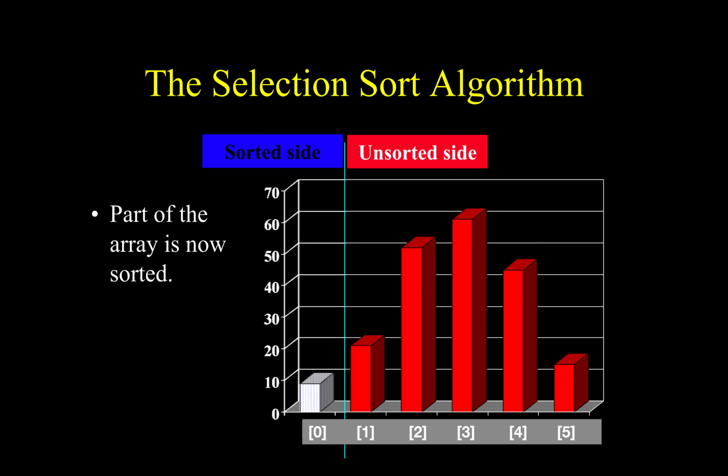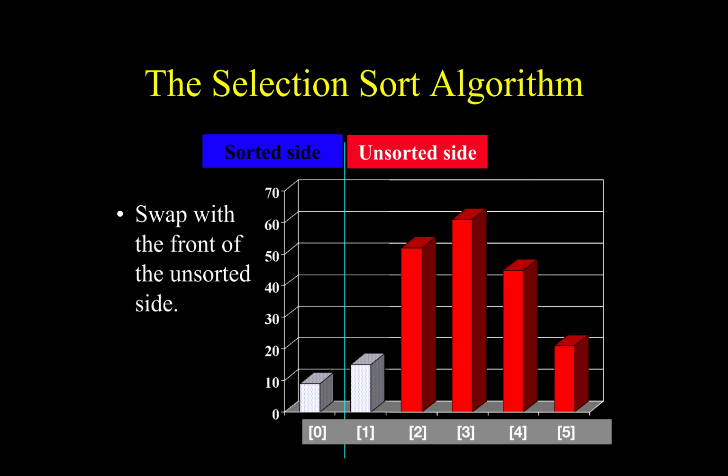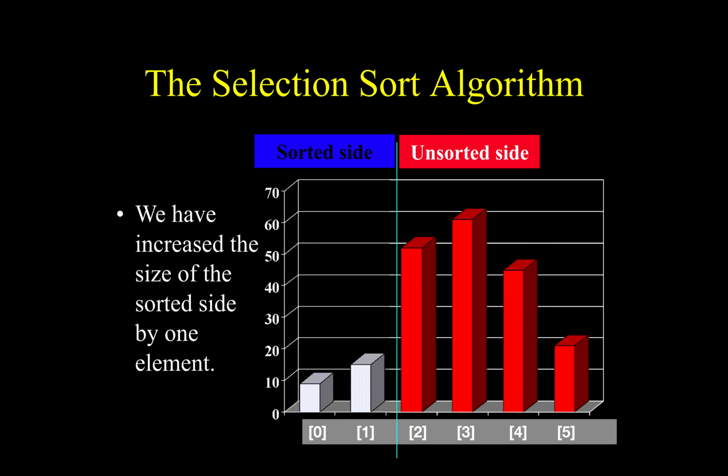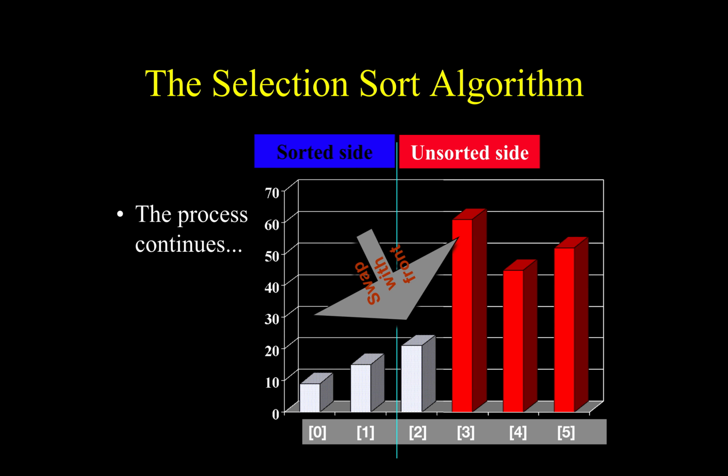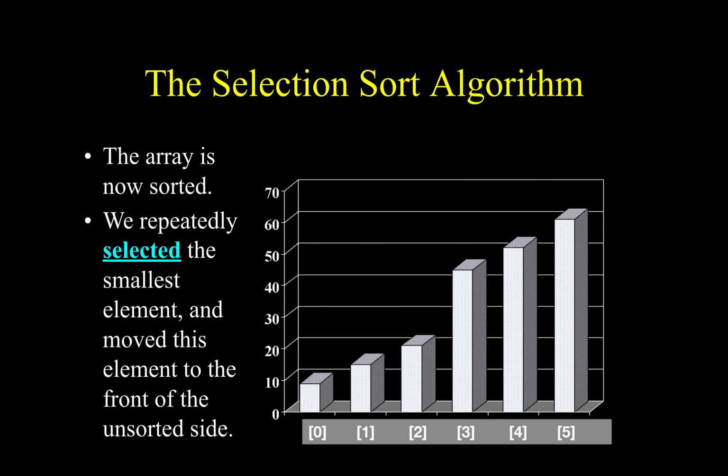Initially the full number set is unsorted. Now you can see part of the number set is sorted. So we are looking at only the unsorted side. We find the smallest number and we swap it with the front of the unsorted side. Here it's an important point, we swap it with the front of the unsorted side. So we continue the process. The sorted side is gradually getting bigger. The process continues. Gradually you can see the number set is sorted.